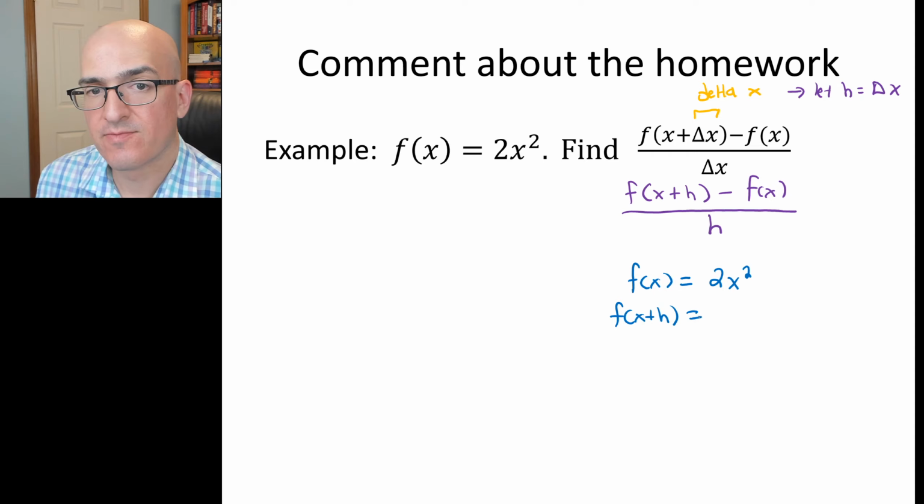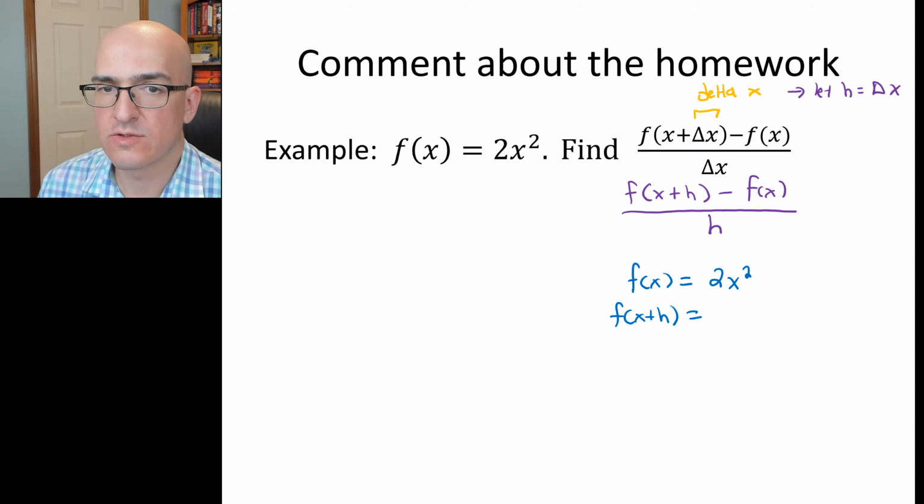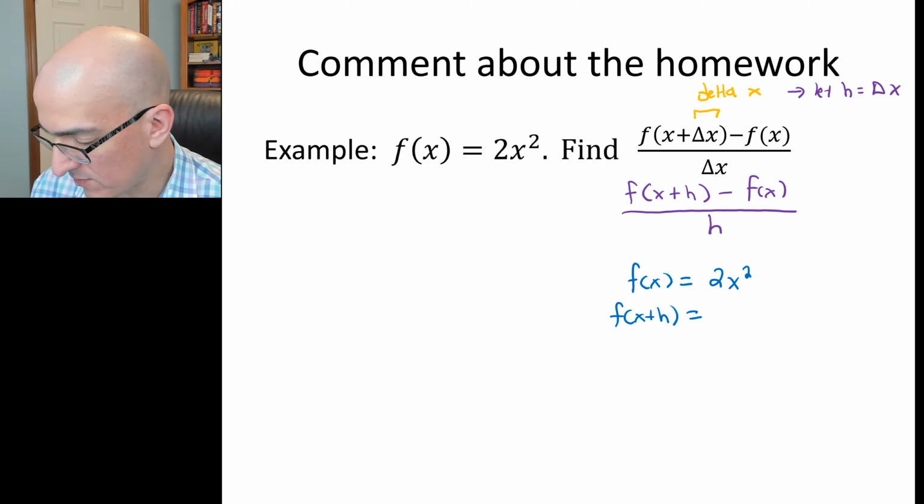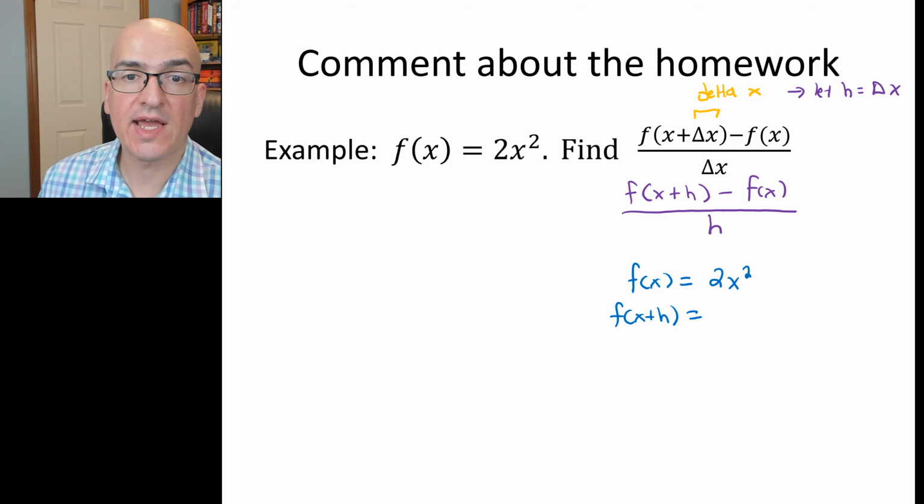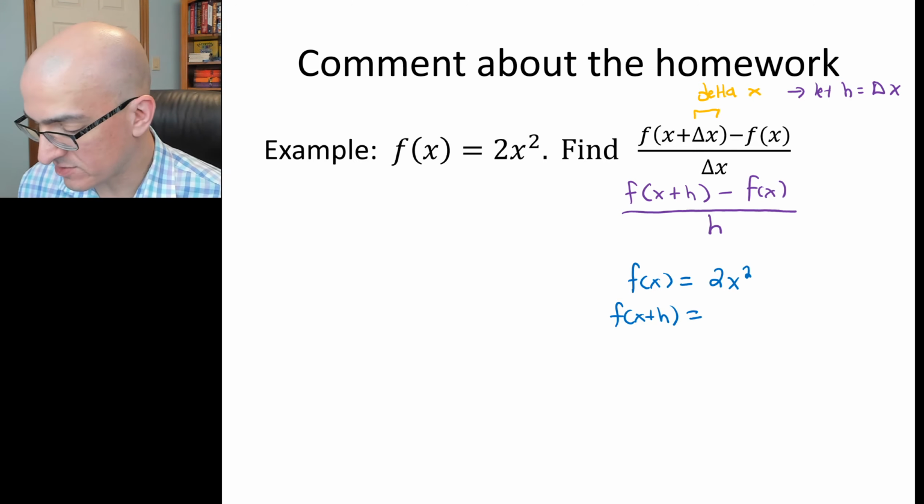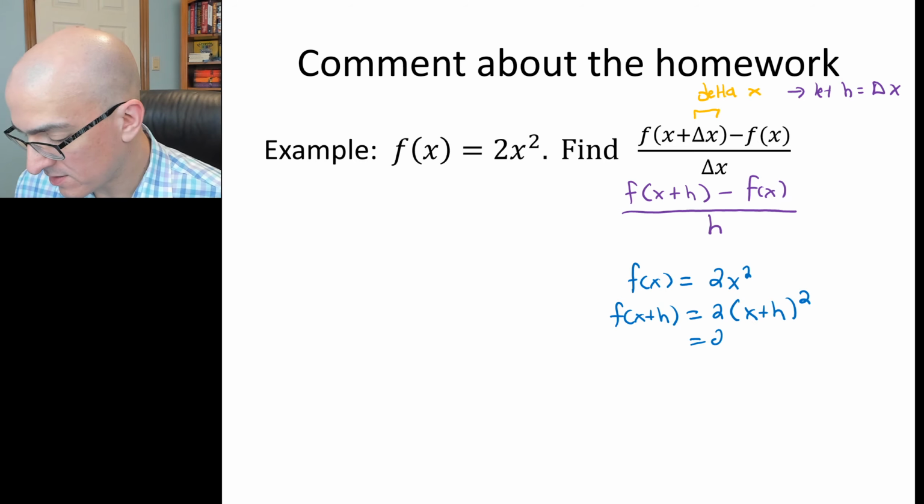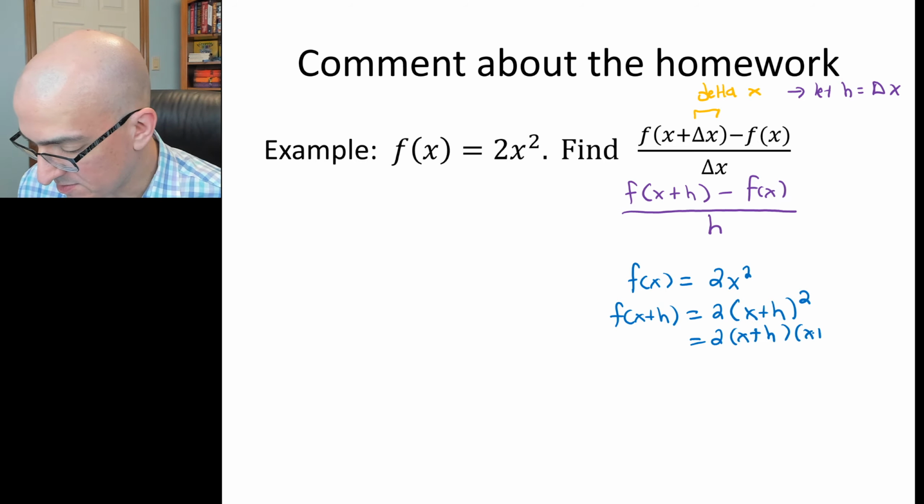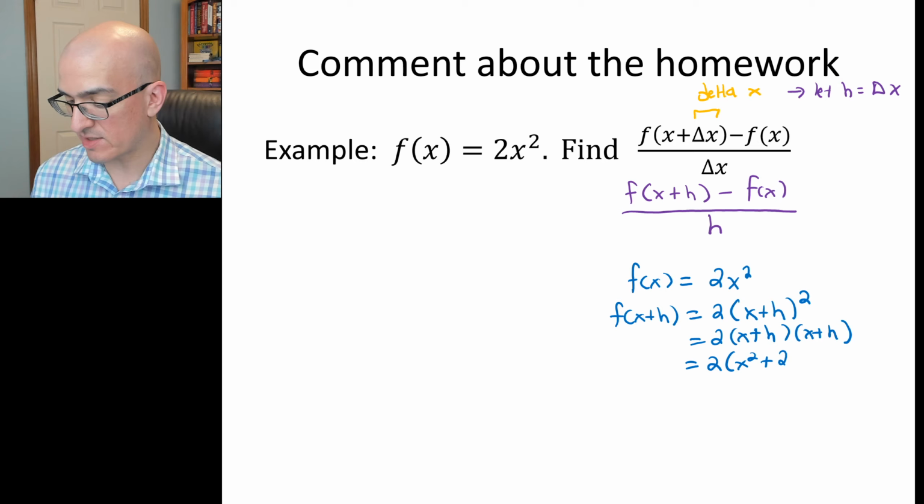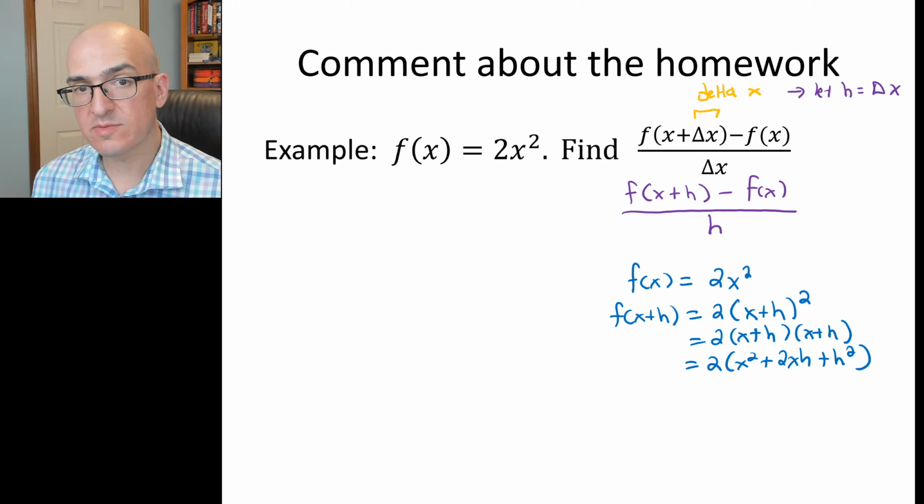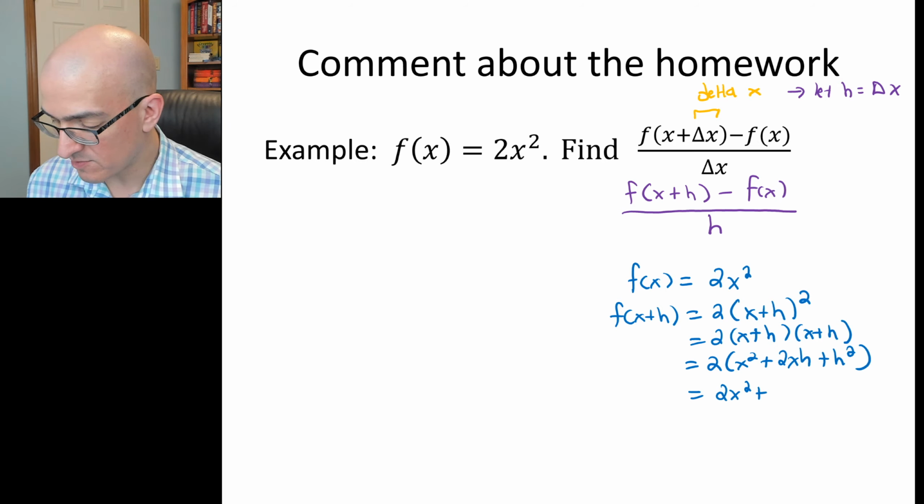Whatever you put in the brackets that a function is being evaluated at, that means replace all the x's by that. If it was a 7, we would have 2 times 7 squared, so 2 times 49. If it was an a, we would have 2 times a squared. But it's an x plus h, so it's going to be 2 times x plus h all squared. That can be simplified: 2 times x plus h times x plus h, which we can FOIL as x squared plus xh plus another xh, so 2xh plus h squared, and then we multiply the 2 through, so 2x squared plus 4xh plus 2h squared.